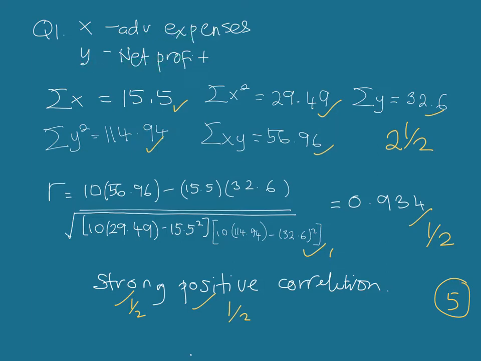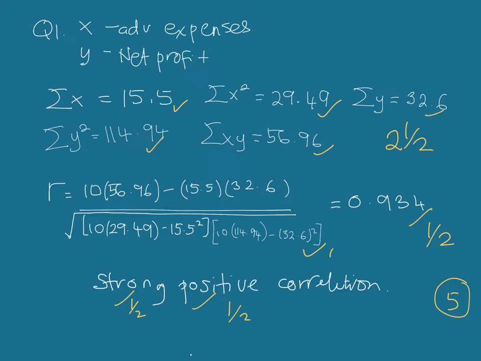Now, how do I know that X, the independent variable, is advertising expenses? What we have to do is go to part 5. If you look at part 5, we have to predict the net profit earned when advertising expenses is 2,500 RM. So the variable that we are going to predict is the profit. Therefore, the profit is the dependent variable, which is denoted by Y.